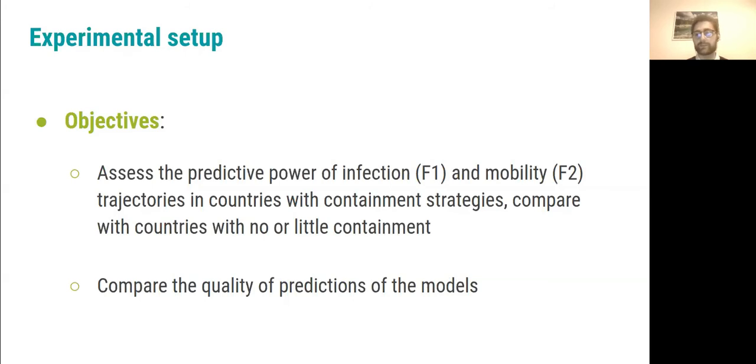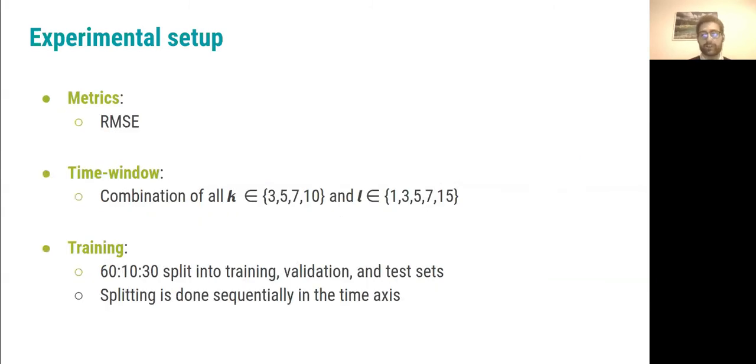The objectives of our experimental analysis are two. The first one is to assess the predictive power of infection and mobility trajectory to forecast COVID-19 viral diffusion in countries that adopted different containment policies. And the second is to compare the quality of prediction of stochastic and deep sequential methods, in particular CoRoNNa, regarding objective number one. Now, for the experimental setup, we used RMSE, so root mean square error, for the metric of evaluation.